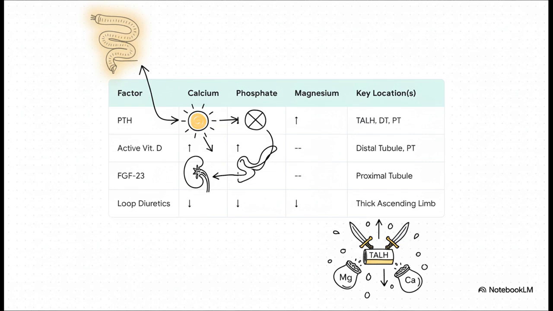Next, look at the thick ascending limb. What a critical hub, right? It's handling reabsorption for both calcium and magnesium, which is exactly why loop diuretics, which act there, cause you to lose both of them. And finally, notice the proximal tubule is the command center for phosphate regulation, with both PTH and FGF23 calling the shots there. Getting these relationships straight is absolutely key.